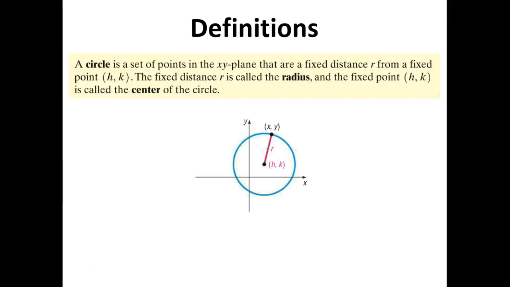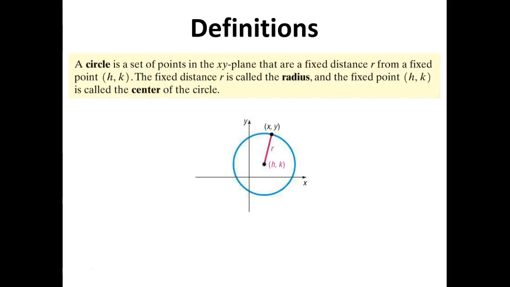Section 2.4, going back a little bit to circles, but it comes nicely because the next section will be about ellipses. So 2.4 is about circles. A circle is a set of points in the xy plane that are a fixed distance r from a fixed point h, k. So all a circle is, is a set of points that are equal distance from a center. The fixed distance r is called the radius, so we know how far away all the points are from the center is called the radius, and the fixed point h, k is called the center of the circle.